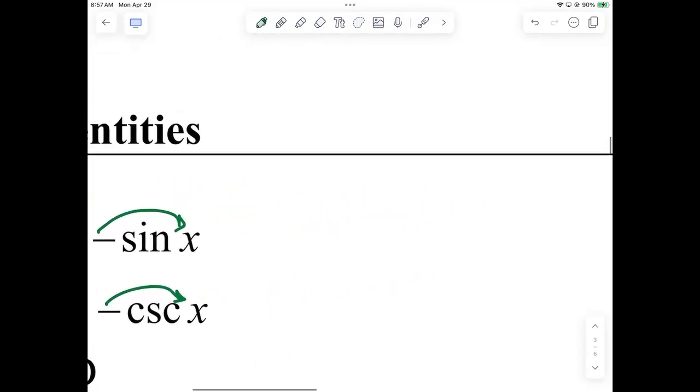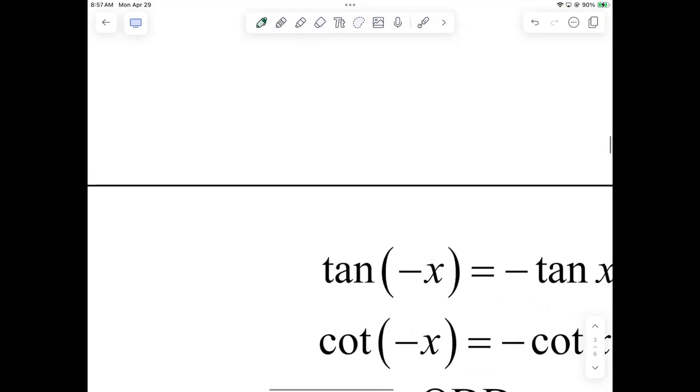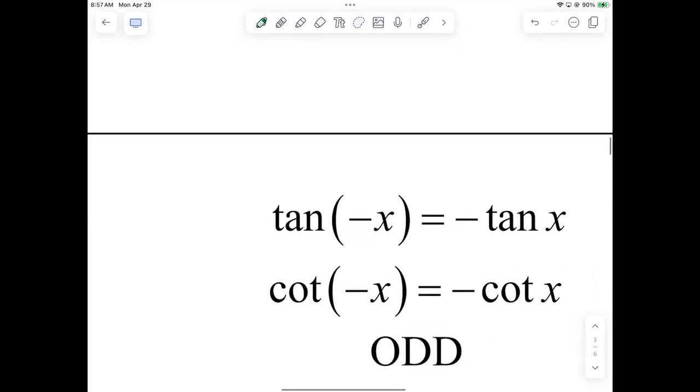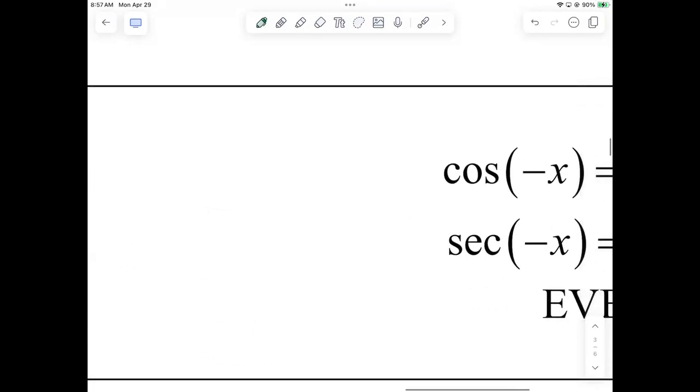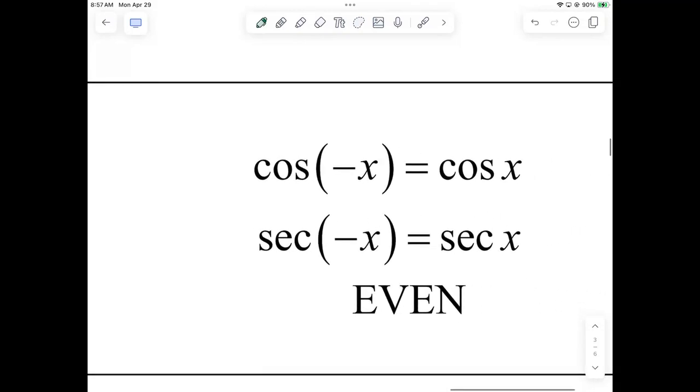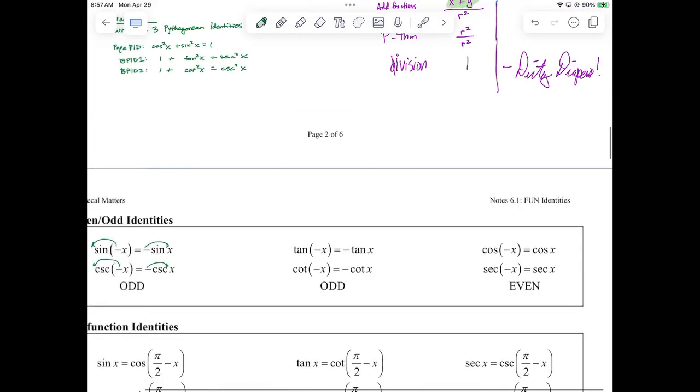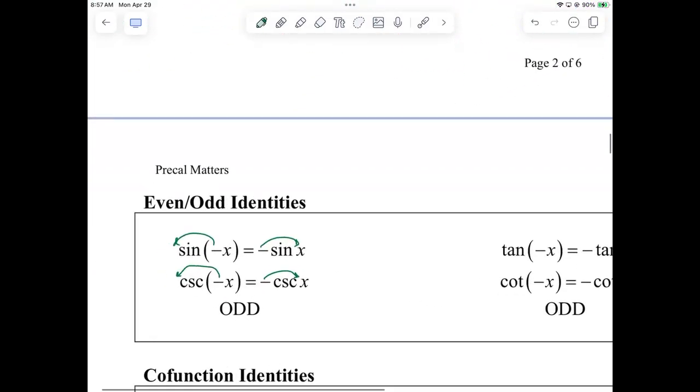What do we know about tangent and cotangent? They're also odd. I just listed them as reciprocal pairs. Tangent and its reciprocal cotangent are odd, so the negatives come out front as well. And then we've got the only two that are even: cosine and its reciprocal secant. If you ever have a negative input, you don't bring it out front, you just forget about it. So we have now formally stated those as identities. The left side is equal to the right side for all values of x.